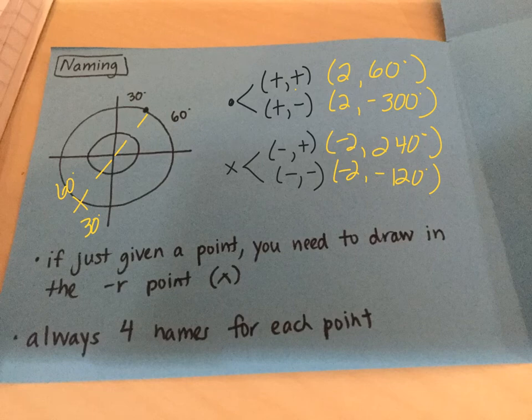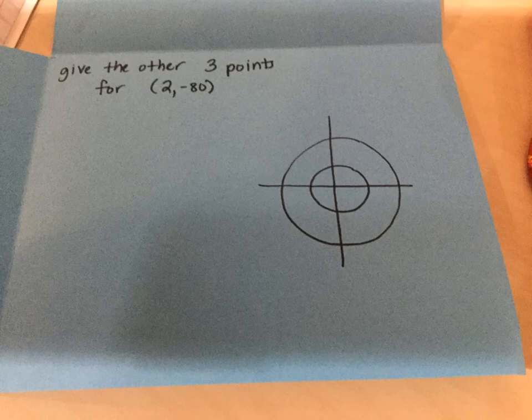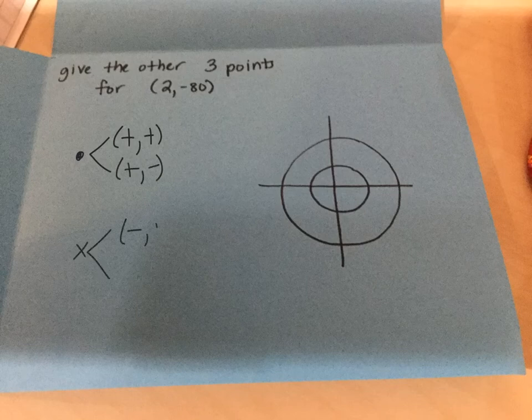Every point has 4 names, and there'll always be a positive positive and a positive negative, which name the dot, and a negative positive and a negative negative, which name the x. This time I've started by giving us one of the 4 points. And so I'm just asking you to give the other 3 names for (2, -80). So before I start finding them, I just want to organize what I'm going to do. I'll have 2 points that go to the dot, the positive positive and the positive negative, and 2 points that go to the x, the negative positive and the negative negative.